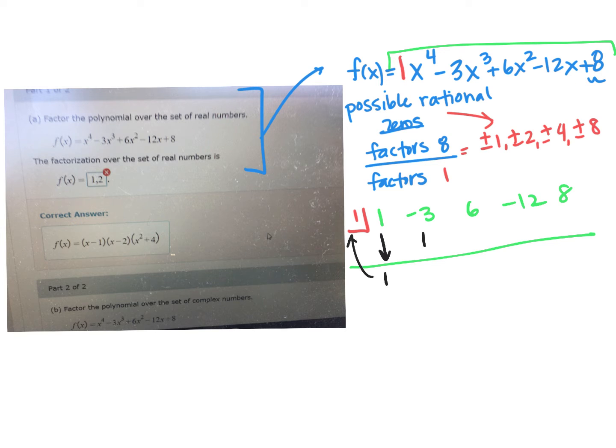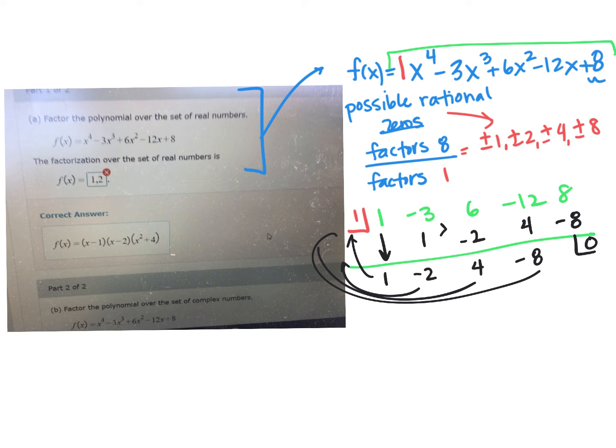So put a 1 down here. 1 times 1 is 1. Combine these together, we get negative 2. Multiply again, we get negative 2. 6 and negative 2 make 4. Multiply again, we get 4. That's a negative 8. Multiply again, we get negative 8. And woohoo, we get a 0. So what that means then is that 1 is a 0, which comes from the factor x minus 1.